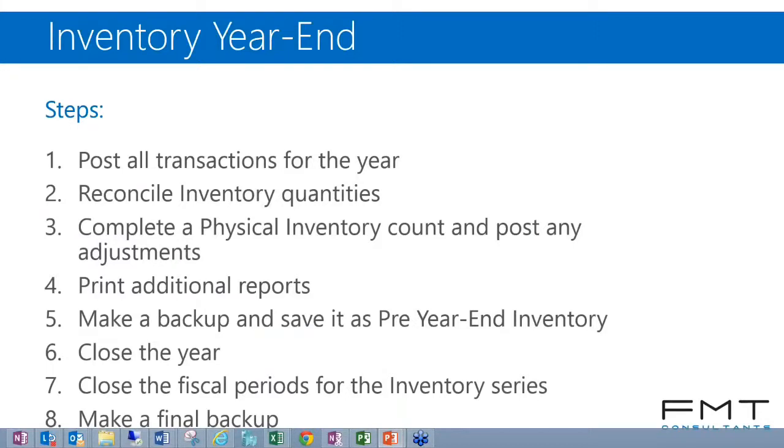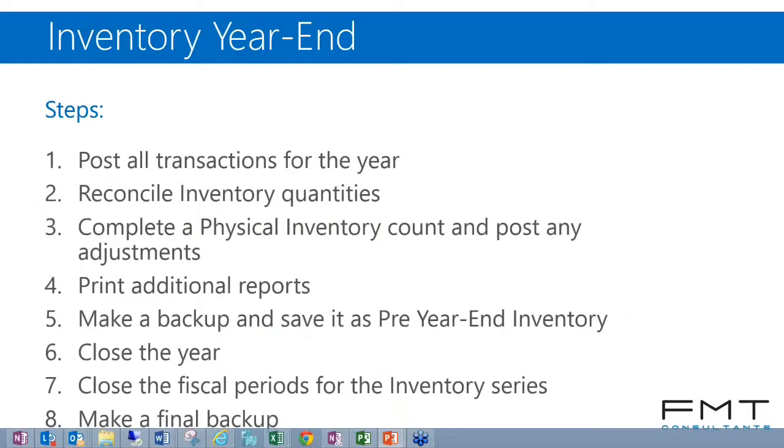So you're going to post all your transactions for the year. You're going to reconcile your inventory quantities. If completing a physical inventory count is part of your year-end close process, you're going to do that. You're going to print any additional reports that you want. The additional reports that we recommend are the stock status report, the historical stock status report, a purchase receipts report, a turnover report, transaction history report, a serial number list, and a lot number list.